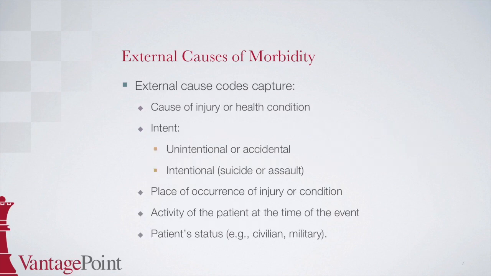The external cause codes are intended to provide data for injury research and evaluation of injury prevention strategies. They capture how the injury or health condition happened, which is the cause, the intent, which is unintentional or accidental or intentional, such as suicide or assault, the place where the event occurred, the activity of the patient at the time of the event, and the person's status, such as civilian versus military.